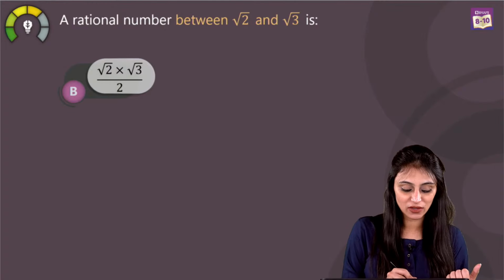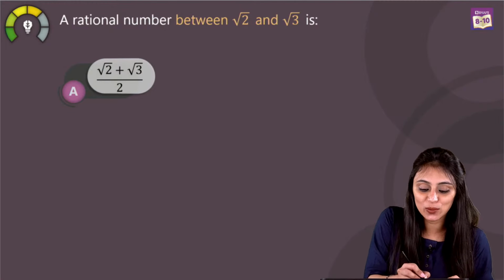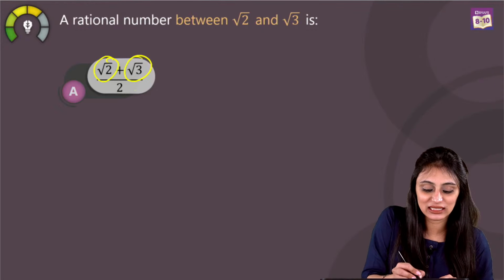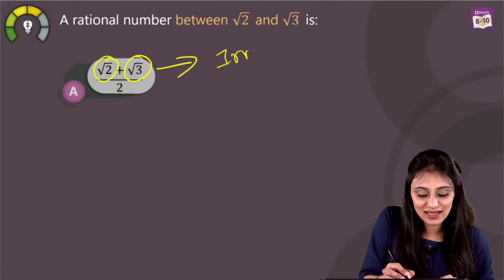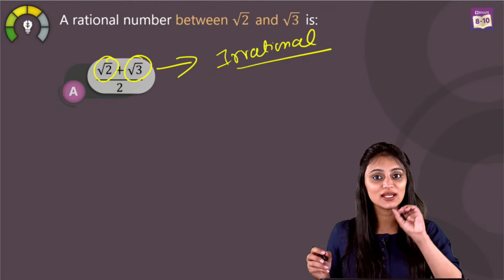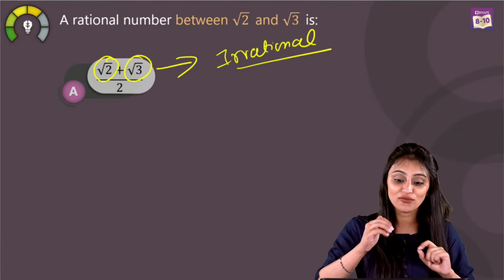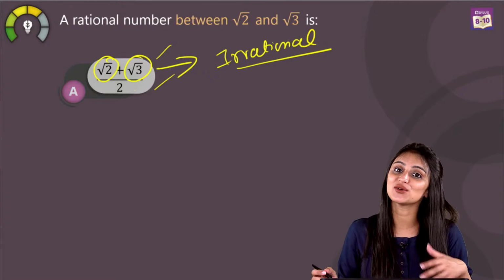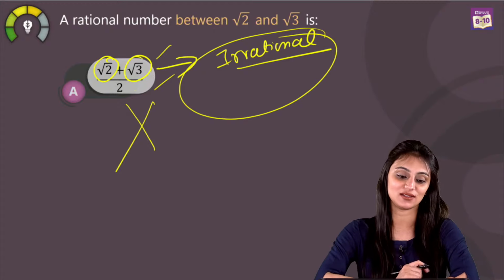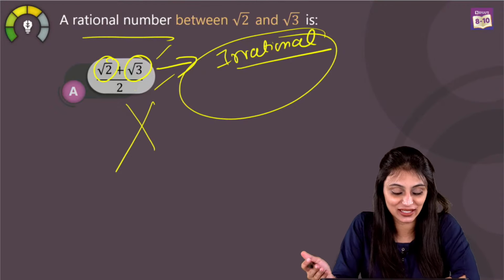For case 1, if you carefully observe this, we have root 2 plus root 3 by 2. If you look at the numerator, we have root 2 plus root 3. So the numerator over here is what? It's irrational. The numerator in the given expression is irrational, and division of an irrational with a rational number is always irrational. So this is an irrational number, so this definitely can't be our answer. We are looking for a rational number here.